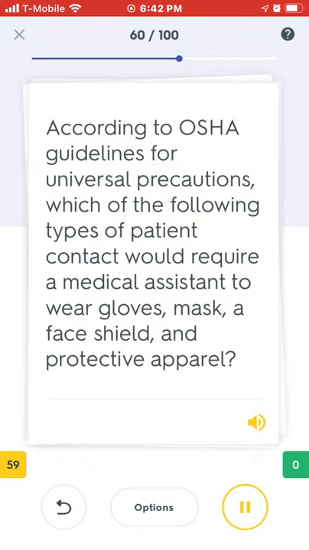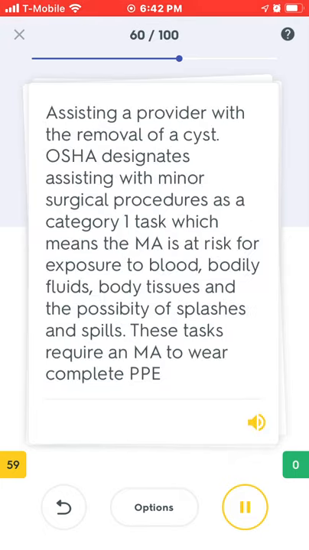According to OSHA guidelines for universal precautions, which of the following types of patient contact would require a medical assistant to wear gloves, mask, a face shield, and protective apparel? Assisting a provider with the removal of a cyst. OSHA designates assisting with minor surgical procedures as a Category 1 task, which means the MA is at risk for exposure to blood, bodily fluids, body tissues, and the possibility of splashes and spills. These tasks require an MA to wear complete PPE.